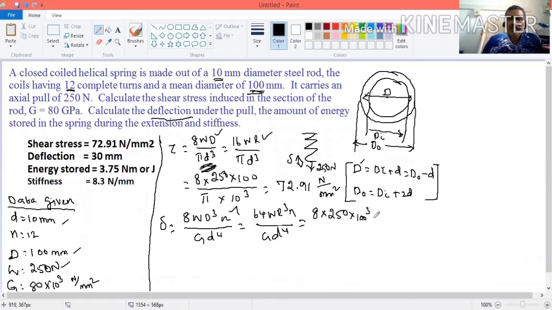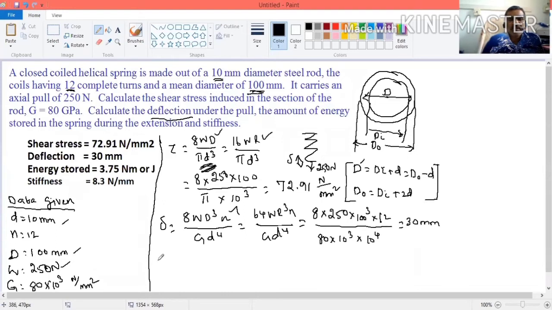100 cube multiplied by n. Number of coils is 12 divided by g d power 4. G is equal to 80 into 10 power 3 multiplied by d power 4. Small d is 10 power 4. The value will be 30 millimeters. So now we have to find the energy stored.